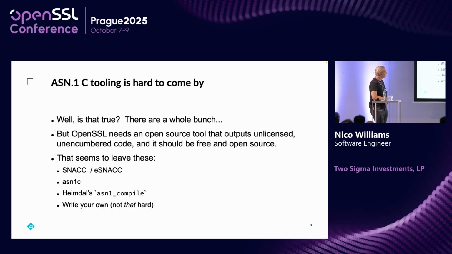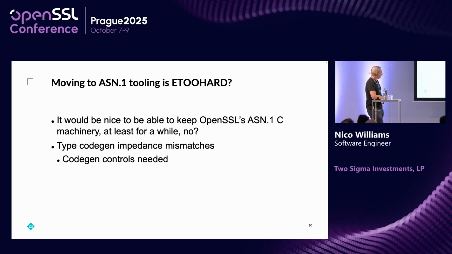Anyways, we do want some tooling, and it has to produce code that OpenSSL can use license-wise, so it has to be free and open source as well. That only leaves about 3 options, 4 if you want to write your own. And maybe if you write your own, you can keep the machinery that you already have, and just generate all the C code files that use various macros to do everything. So maybe you can keep the impedance mismatches to a minimum. And one of the things you're going to need, of course, is pretty good code gen controls in your compiler.